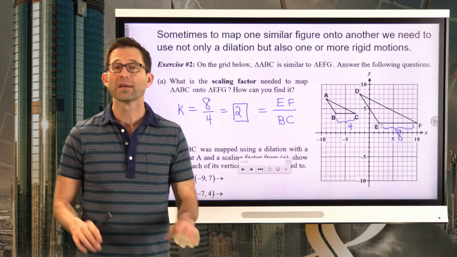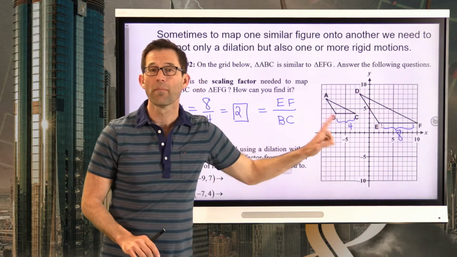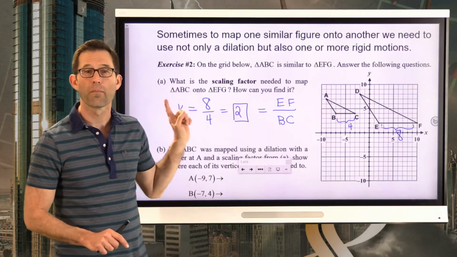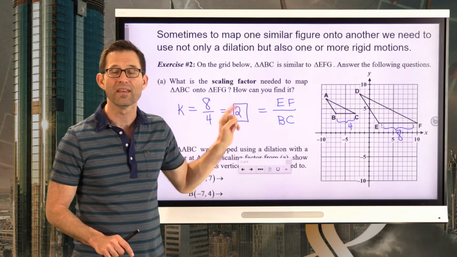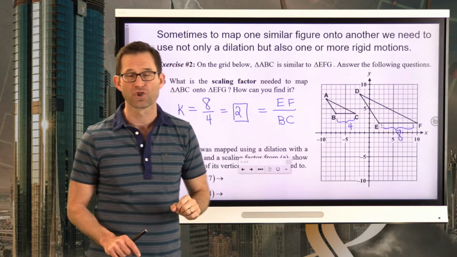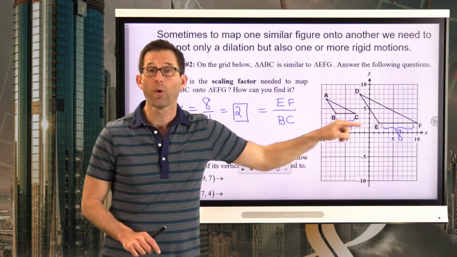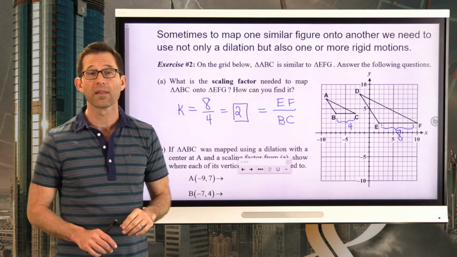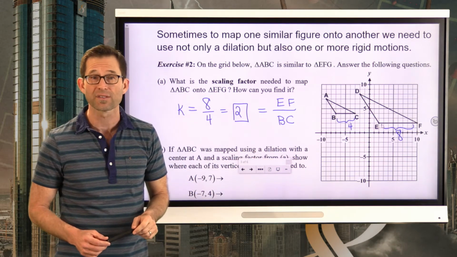Now, you might ask, why did we know to do this divided by this instead of this divided by this? That's all about the fact that we're mapping ABC onto EFG. We're taking the smaller one and making it into the larger one. If we were trying to map this one back to this one, then it would be 4 divided by 8, and the scaling constant would be 1/2 in that case.